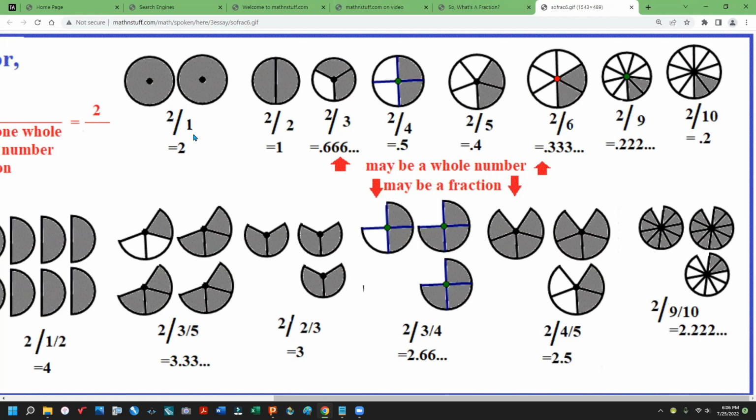Now let's go to 2/1. Well, what does that mean? That means one whole is a whole circle, but we still need 2 pieces. So we need to use 2 circles to make that. You may have a whole number of pieces, or you may have fractional number of pieces. We looked at that before.